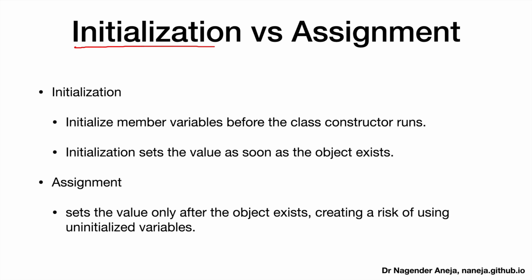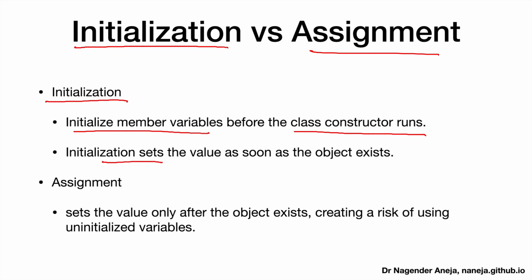So now we're talking about whether you should initialize or assign. What is initialization actually? Because assignment is also initialization. But what is initialization now using the initializer list? It initializes member variables before the class constructor runs. The class constructor will run after that, but before that, the members will be initialized, which is a good thing, because your object is created with these values. So initialization sets the value as soon as the object exists.